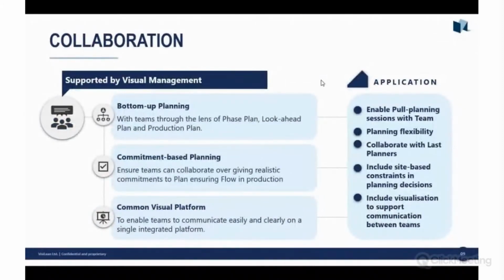The next step is collaboration. So this is supported by visual management. So being able to identify and understand the status of the project just by visually looking at things. Okay. So it starts with bottom-up planning, getting people in weekly, daily, monthly, however you want to do it, and getting everyone involved in that look ahead and phase production planning.